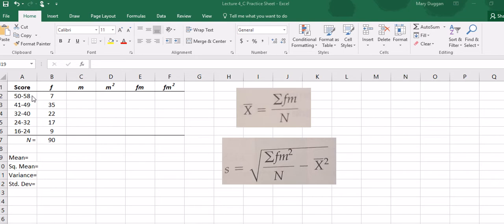But all is not lost if all we have is a grouped frequency distribution, because we can approximate the mean, variance, and standard deviation using the midpoints as proxies for the scores in each interval.